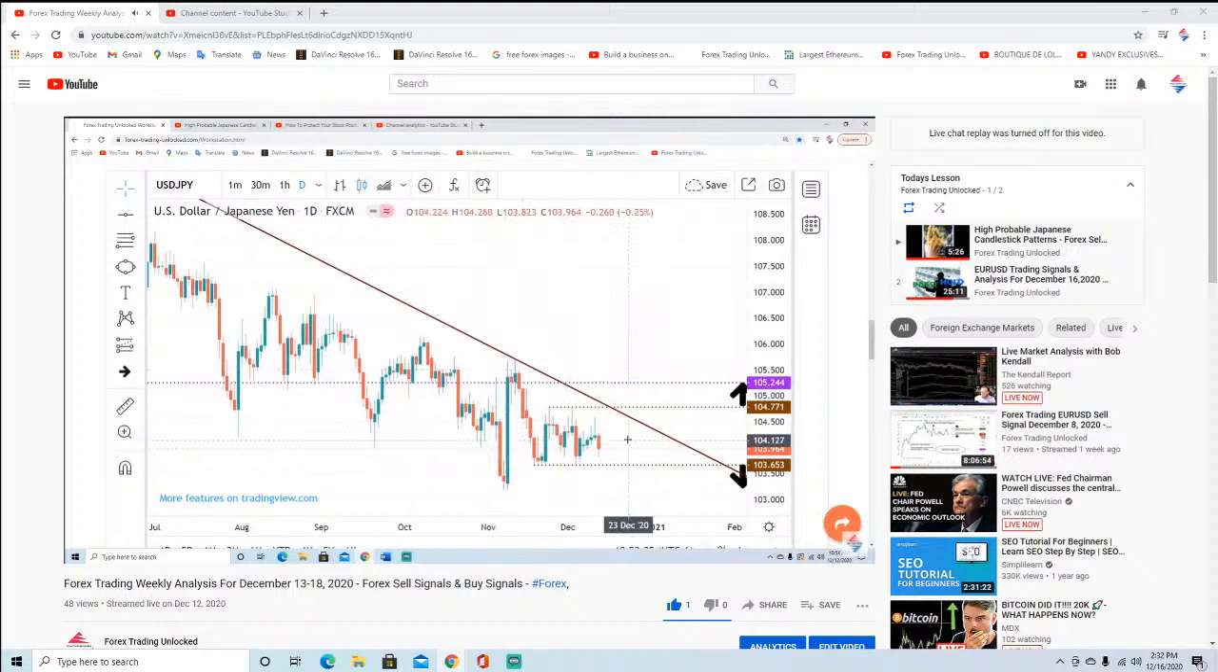Price action right now is showing stability as far as the US dollar yen, so I don't see too much pressure to the downside unless we have a failure here at 103.65. We had a negative close.